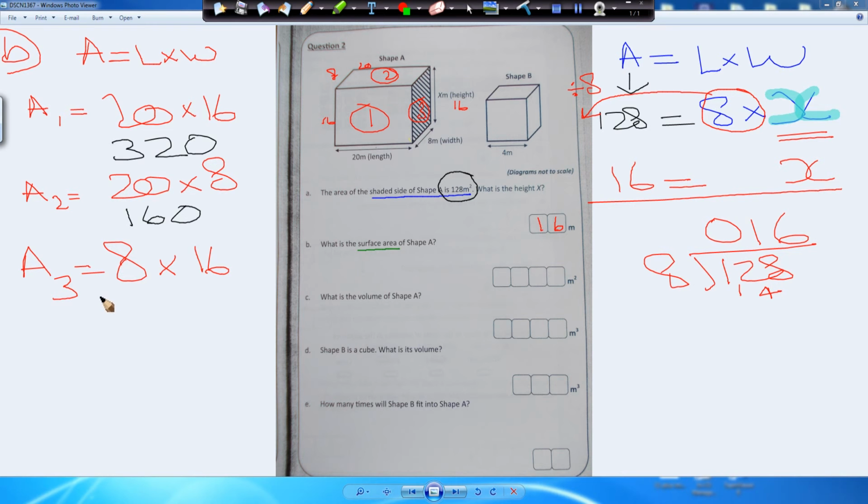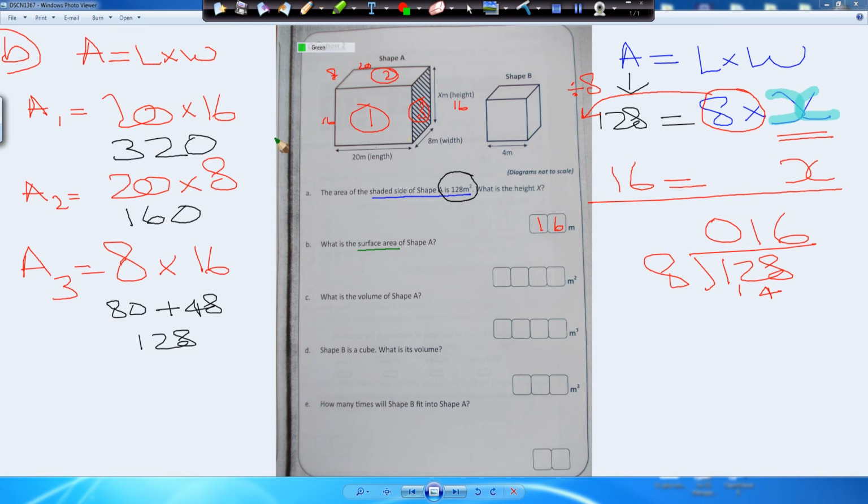Okay, 8 times by 16. Now we can do the partition technique. So we do 8 times by 10 in our head, which is 80. And then we do 8 times by 6 in our head, which is 48. Now we can write them down, add them up. That will give us an answer of 128.